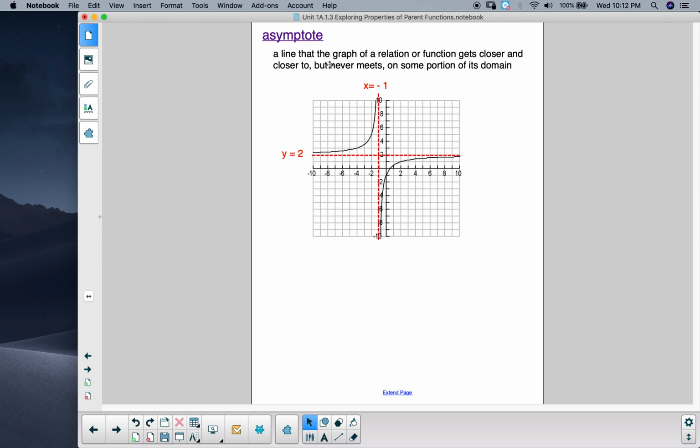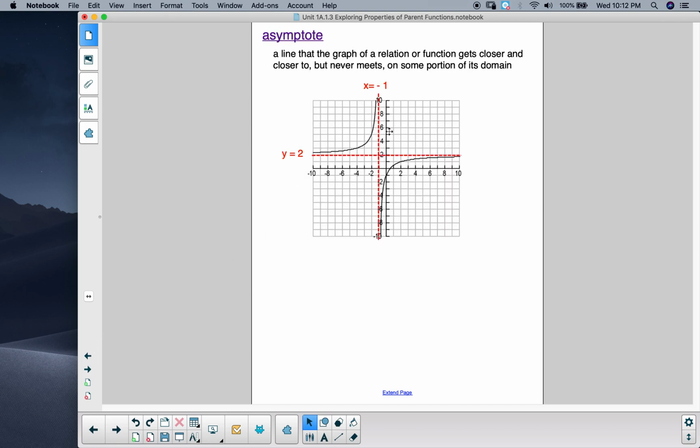Okay, so it's a line that the graph of a relation or a function gets closer and closer to, but never meets at any point. So it never meets, but it looks like, actually, if you extended this, they would meet, but in reality, they never do. They're always just approaching. So those are what asymptotes are. They're just a line that functions or graphs tend to look like they're trying to approach, but they never meet them. Okay.